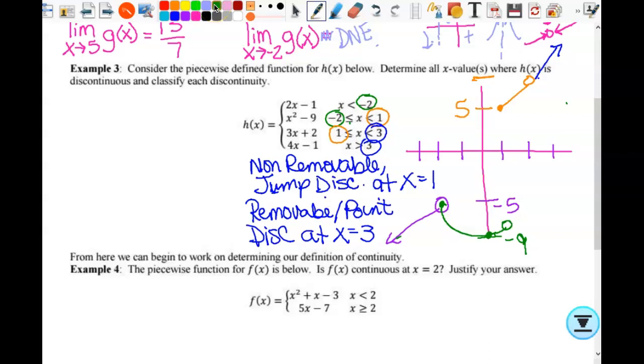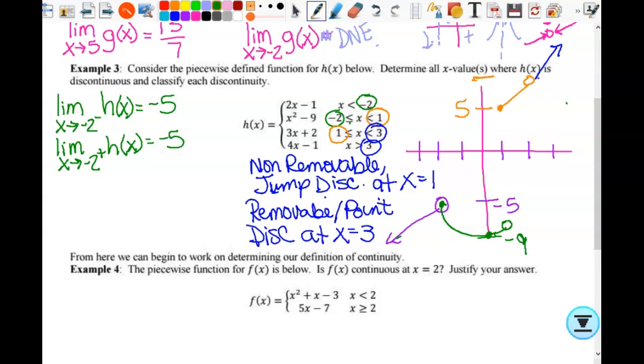If I asked you for the limit as x approaches negative 2 from the left of h of x, what is the limit? Negative 5. And the limit as x approaches negative 2 from the right of h of x is what? Negative 5. Because we substituted in this negative 2 here, because this would be from the left, coming from everything that's less than that. This is from the right. We got the same value. That's why the open circle and the point kind of snap together. Okay, we good with that?